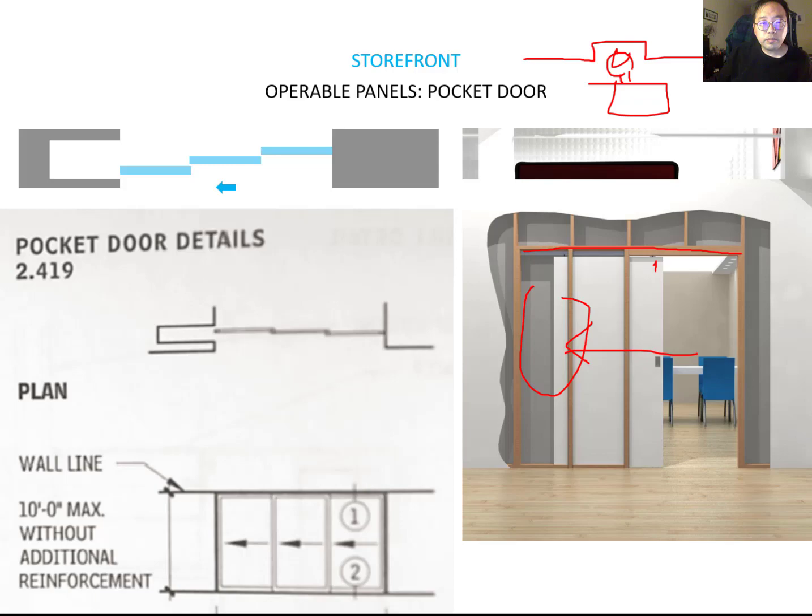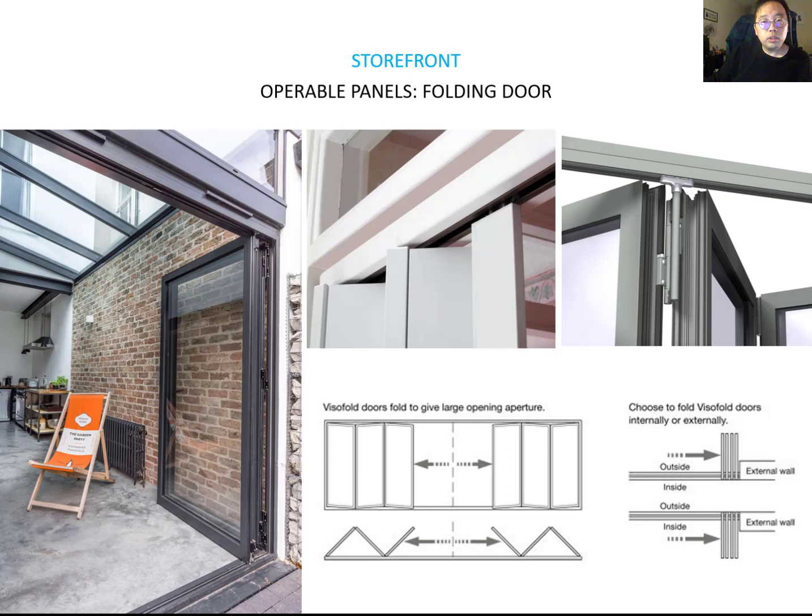The next type is the folding door storefront design. A folding door requires a bottom and top track. It opens to 90 degrees and stacks to each side. You can simply make the 90 degree opening and then stack on each side. Okay, this is what we call the folding door.